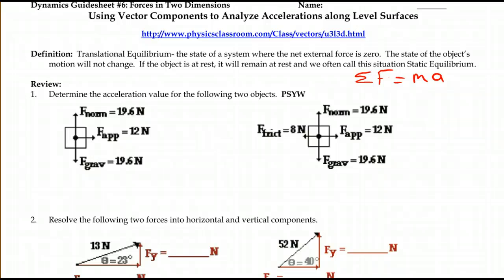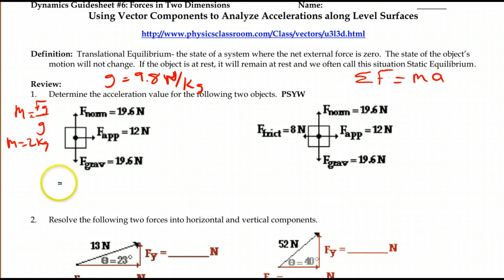Okay, so in this first one, we have 3 forces acting. First thing is I'm going to calculate the mass. Mass is equal to the weight of the object divided by the local gravitational field strength, little g. For this case, I'm going to use g as 9.8 newtons per kilogram. Since 19.6 is 2 times 9.8, that would tell us that we have a mass of 2 kilograms for both of these objects. They both have the same weight.